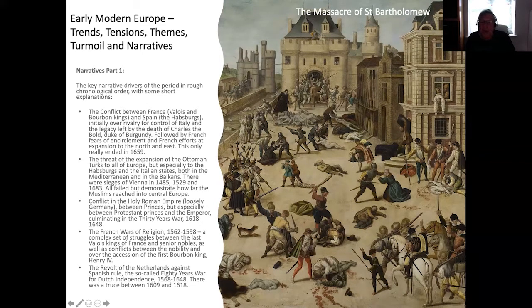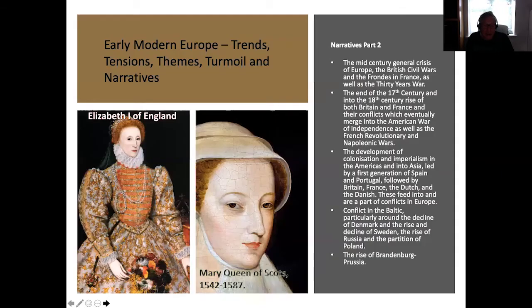Then you've got the revolt of the Netherlands. Weirdly, the Netherlands, being both Holland and Belgium, belonged to the Spanish for complex reasons and tried to break away, and the Spanish fought them over that. It lasted for 80 years, although there was a little bit of a truce in the middle, as you can see.